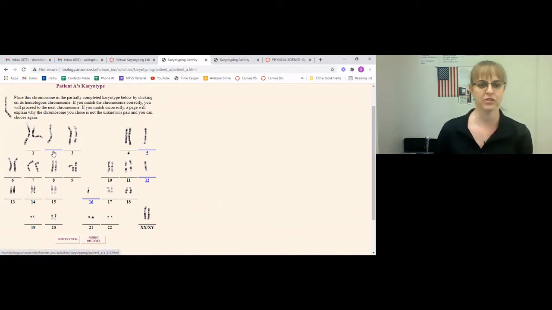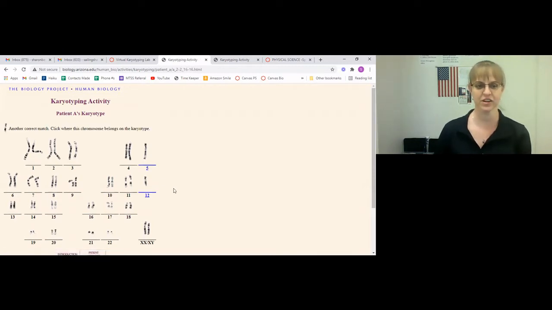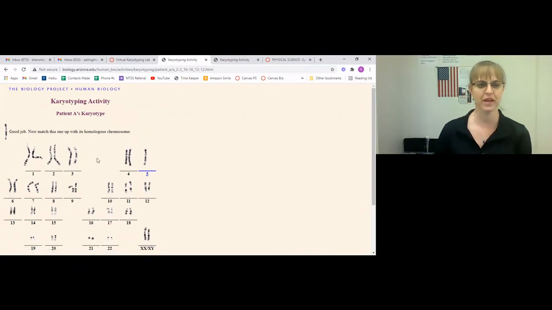I think it most matches 2, so click the blue 2, and yes, it does match, and it put it side by side to prove it. Now look at the next chromosome. Which one does it match? I'm going to guess number 16. That is correct. This one matches number 12, and this one matches number 5.